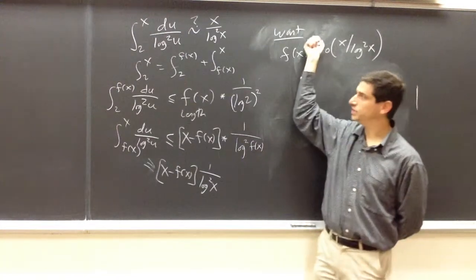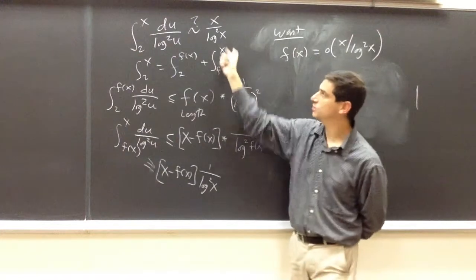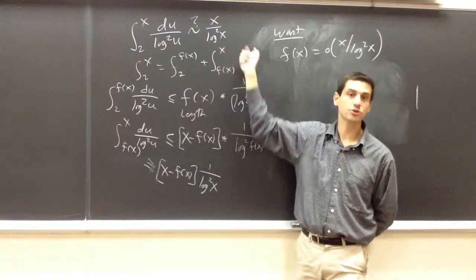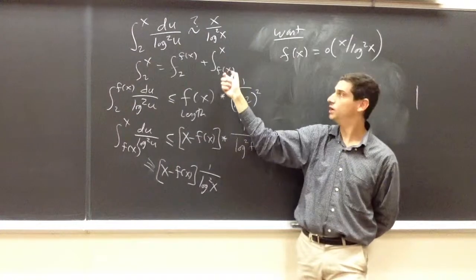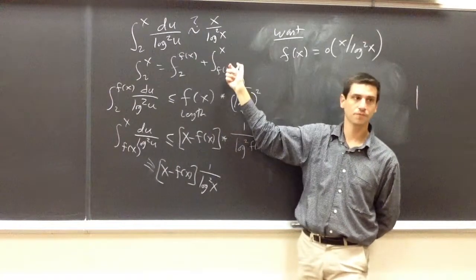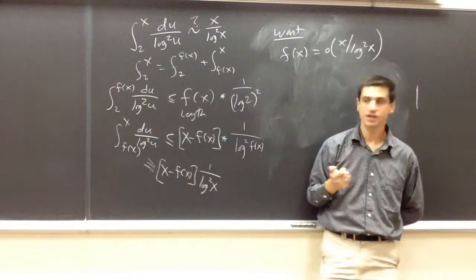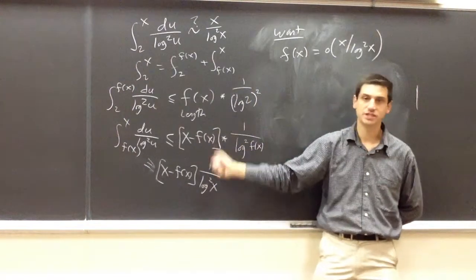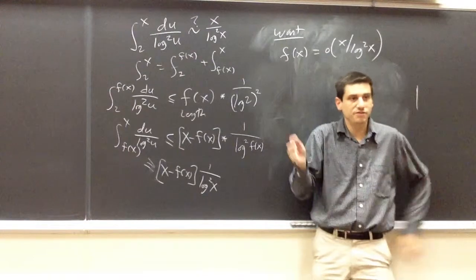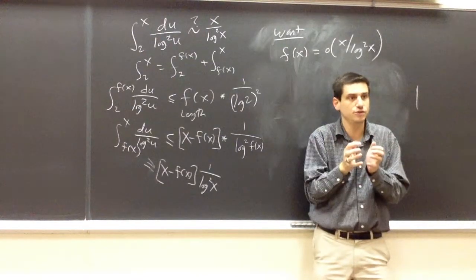Close. The closer it is, the less variation there's going to be in this interval over here. That's where most of the contribution is coming from. I want to keep x and f of x close. If they're close, log squared u varies so little that these upper and lower bounds, these estimates, are going to be terrific. They're going to be very close to each other. It's going to sandwich the true value.